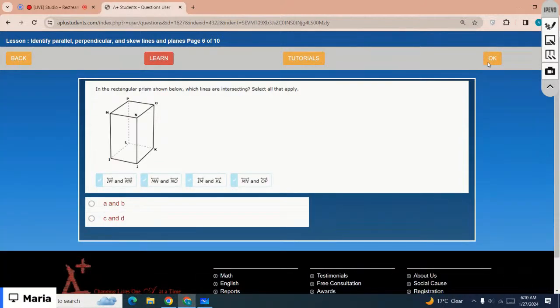In the rectangular prism shown below, which lines are intersecting? Which is the correct option? Intersecting lines are the ones that have a common vertex. So which is the correct option? A and B is the correct option. They have a common vertex. So A and B are the intersecting lines. Got it?